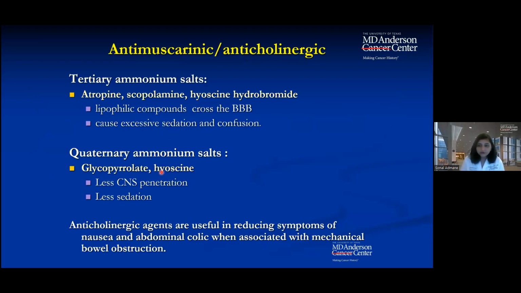Antimuscarinic agents are used, and we prefer to use something like glycopyrrolate, which has less CNS penetration. They are not the most effective medications for nausea as a single agent, but if used in combination with other agents can provide relief in a malignant bowel obstruction.